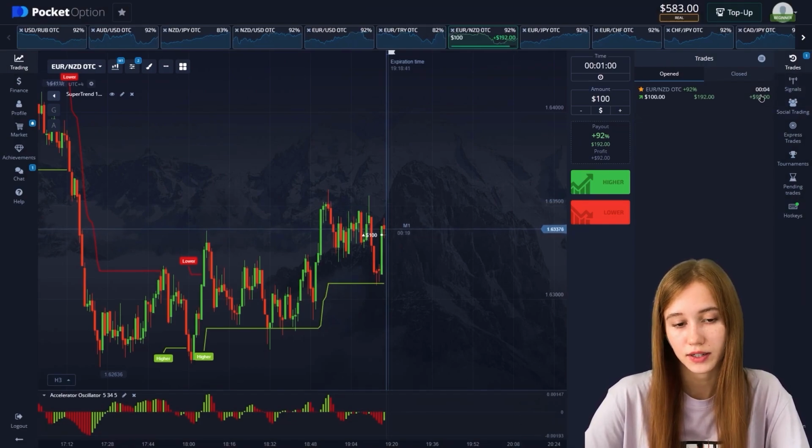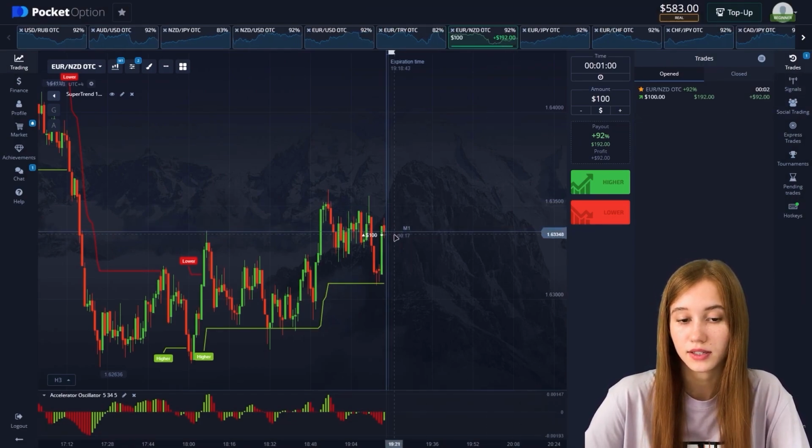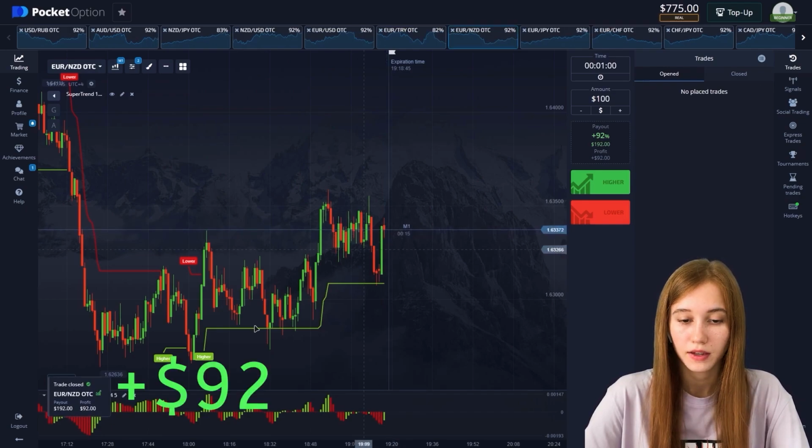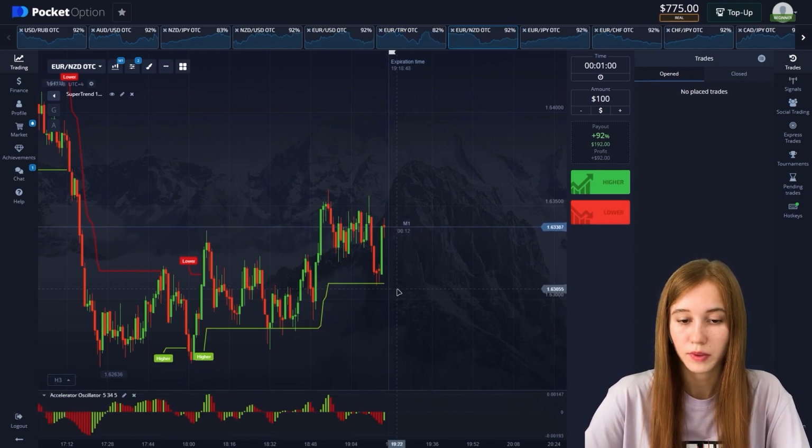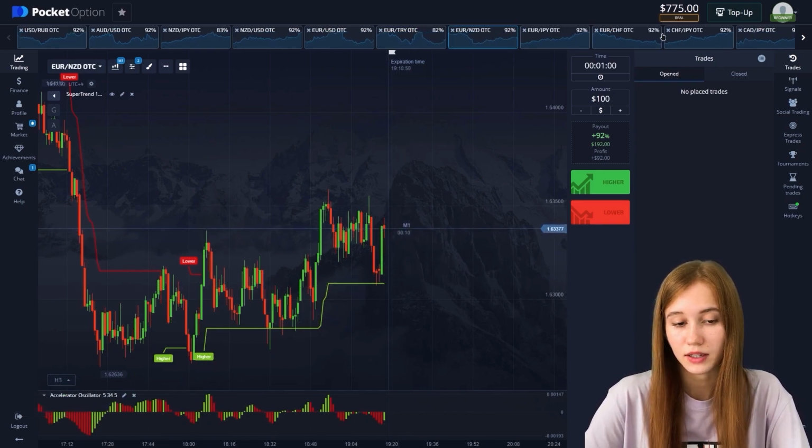There are 4 seconds left until the end of the deal. So, a small doji candle is formed, plus deal, $92.